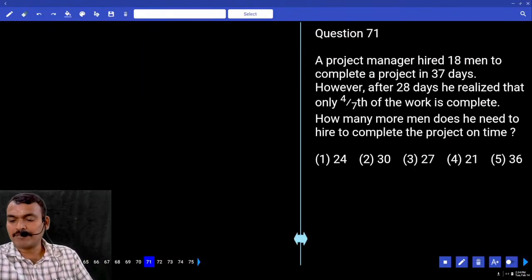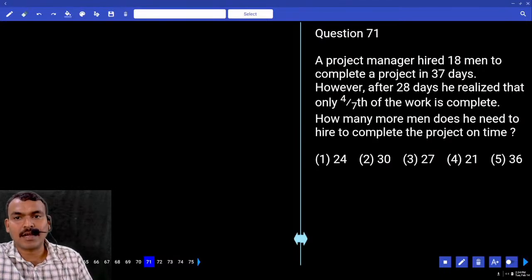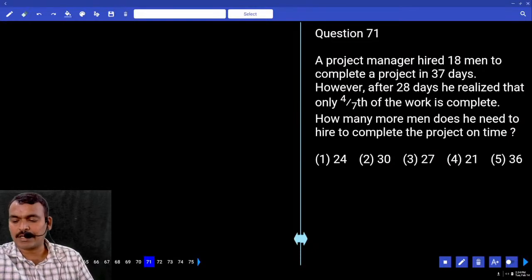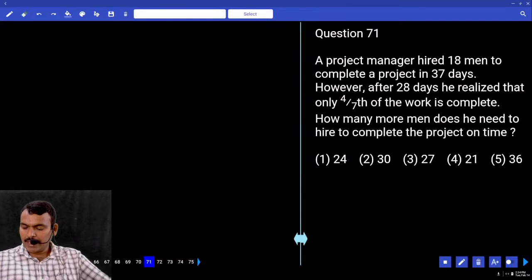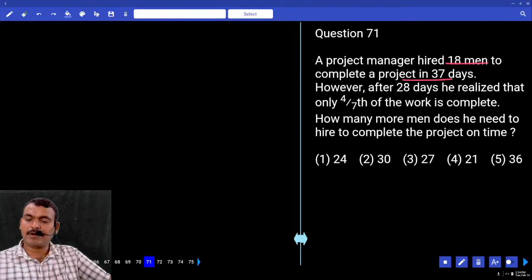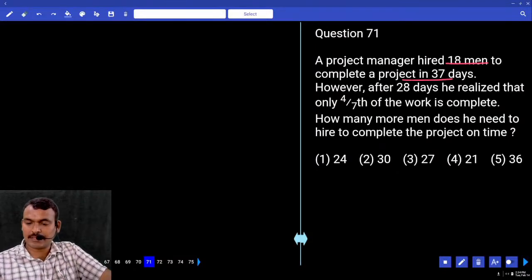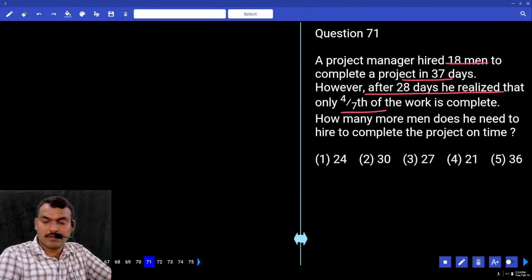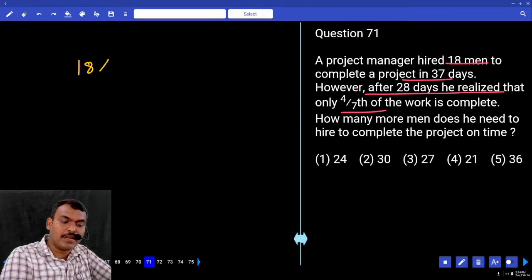Next, 71. A project manager hired 18 men to complete a project in 37 days. After 28 days, he realized that only 4/7th of the work is completed. How many more men does he need to hire to complete the project on time? Actually, 18 men can complete the project in how many days? 37 days. But after 28 days, how much work is completed? 4/7.